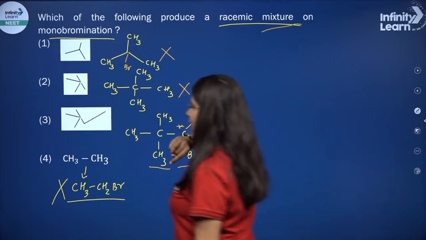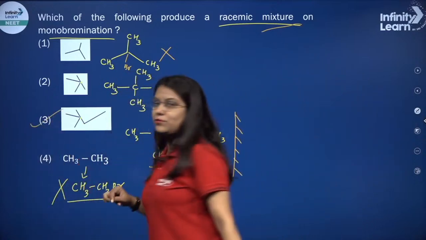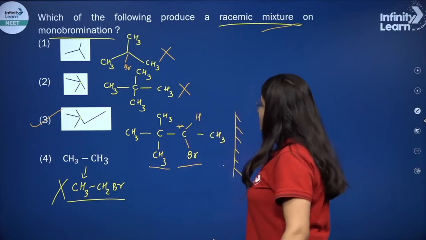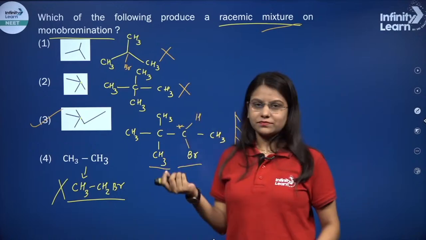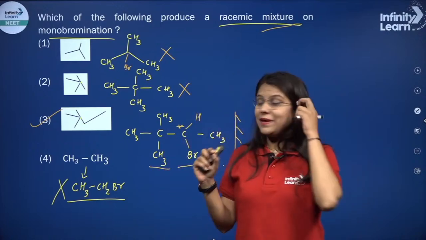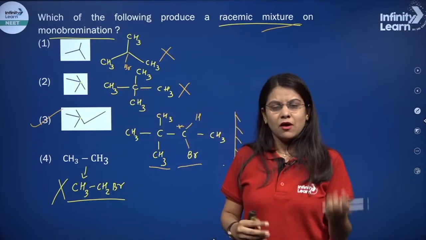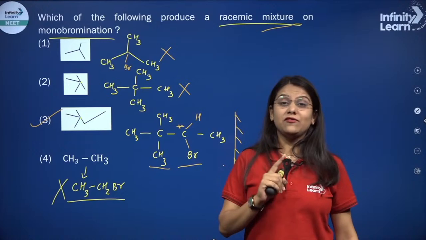So what is the correct answer, ma'am? The correct answer is option number 3. So well done, I think all of you have understood this. Very easy question. But remember, please draw these structures carefully. If you are missing any carbon or adding any additional carbon, then you will face a problem.